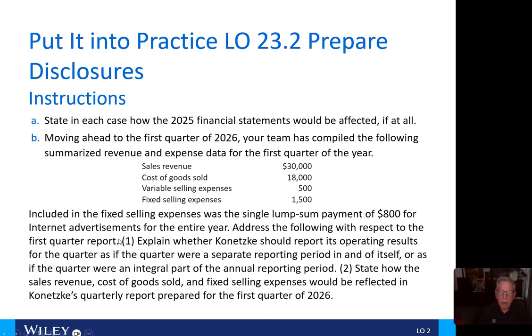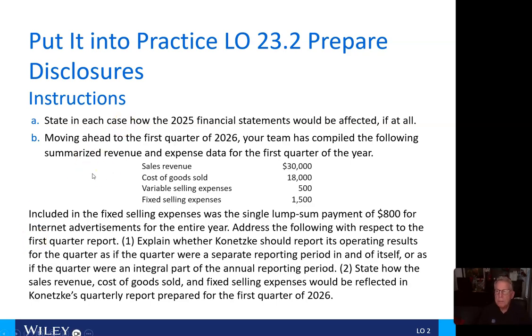1, explain whether Acctg should report its operating results for the quarter as if the quarter were a separate reporting period in and of itself, or as if the quarter were an integral part of the annual reporting period. And number 2, state how the sales revenue, cost of goods sold, and fixed selling expenses would be reflected in Acctg's quarterly report prepared for the first quarter of 2026.